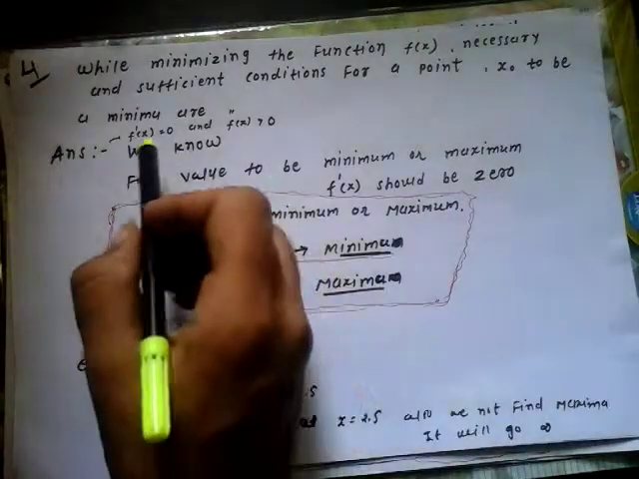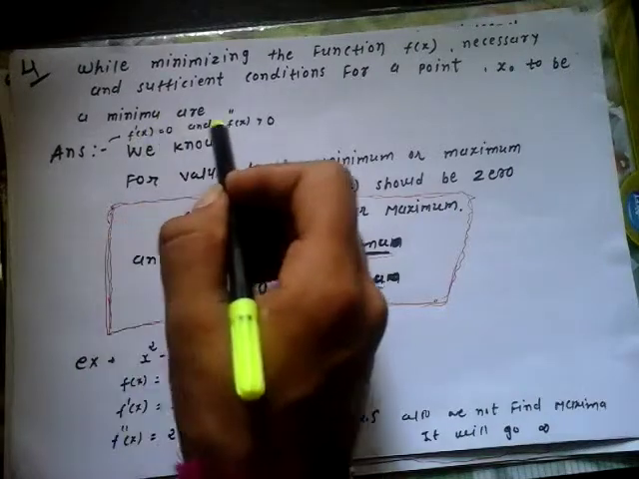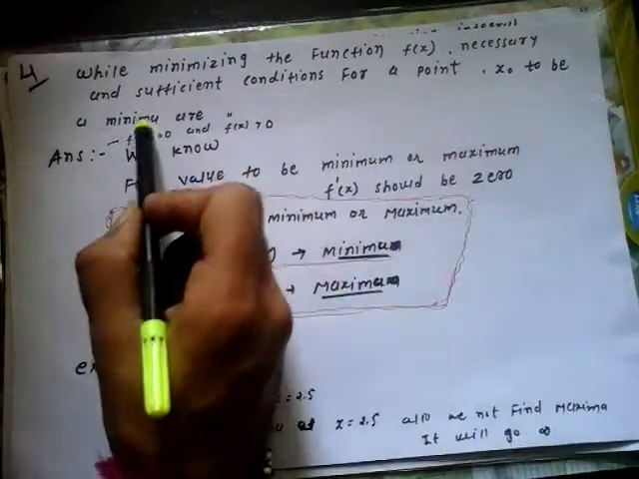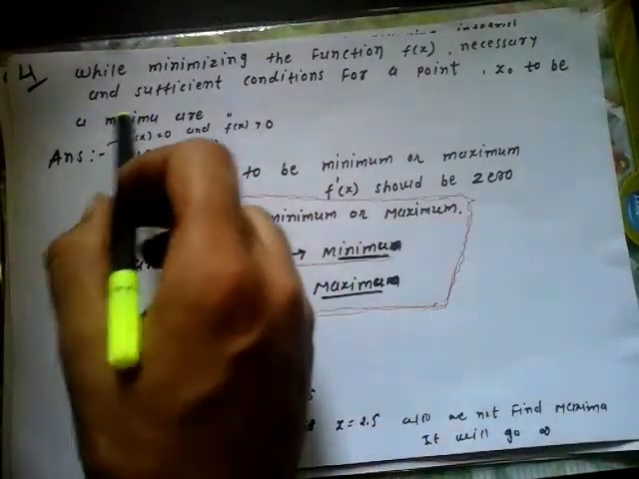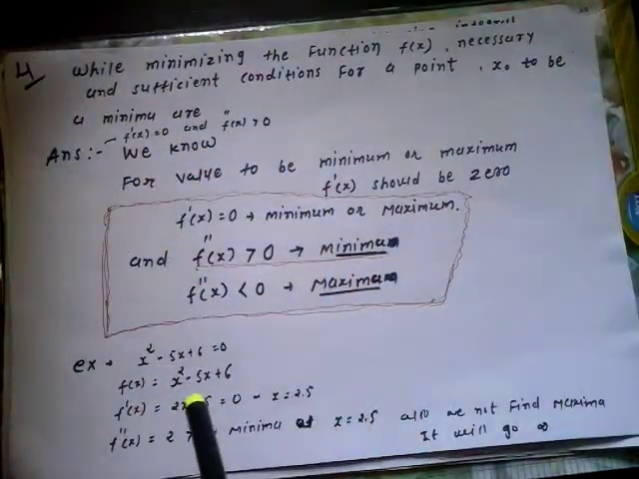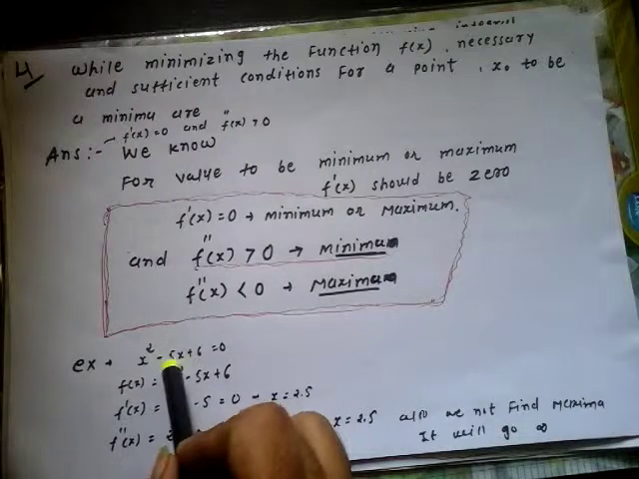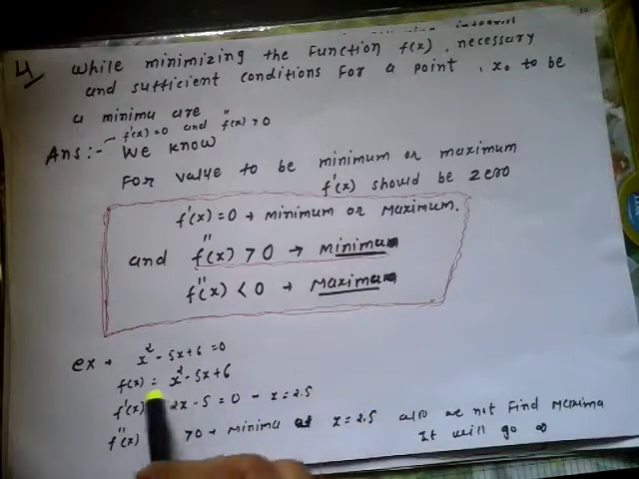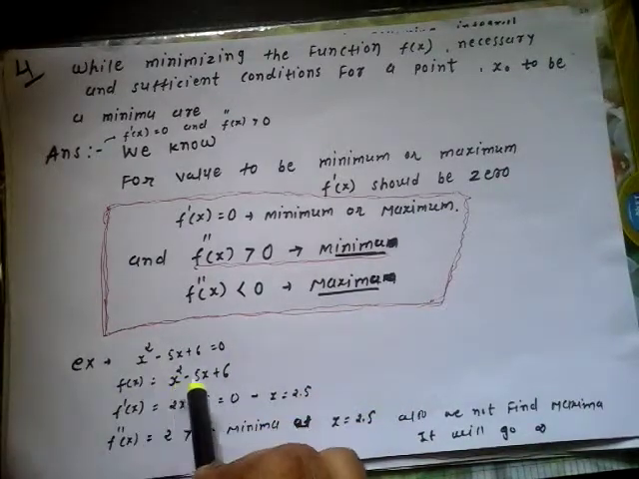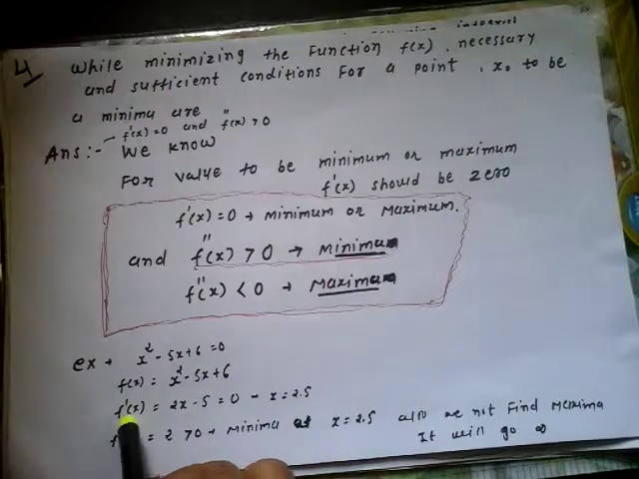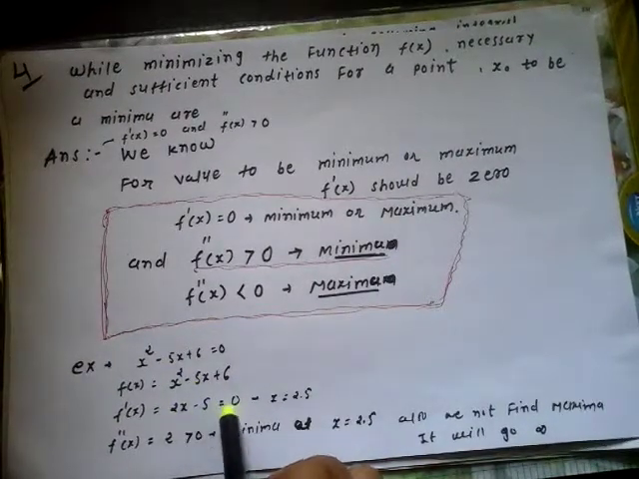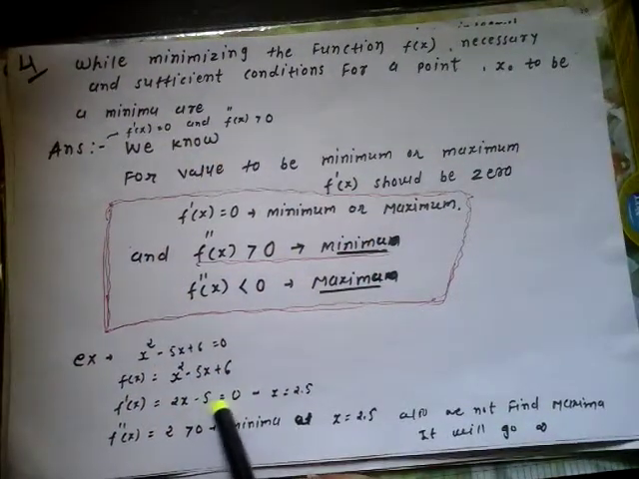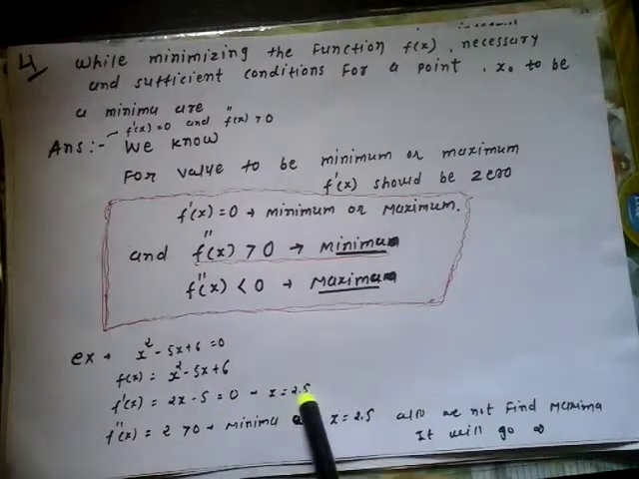Got it? So the answer is f dash x should be 0 and f double dash x should be greater than 0 for finding the value of minima. The answer is clear, but we can also see it by example. Suppose x square minus 5x plus 6 is given. For finding minima or maxima, what do we have to do? First we have to differentiate. Differentiating with respect to x, we get 2x minus 5. Our first condition is f dash x should be 0, so we equate it with 0 and x will be 2.5.